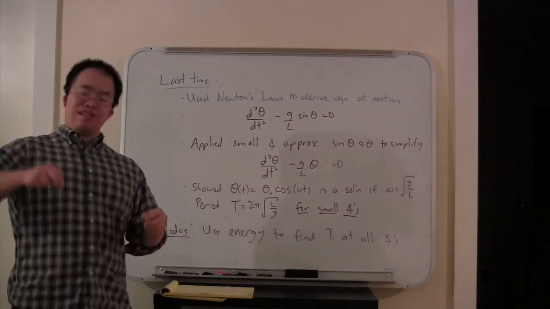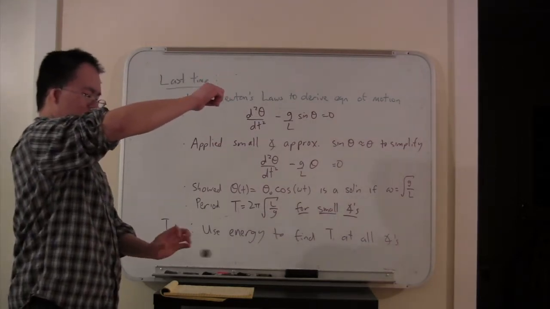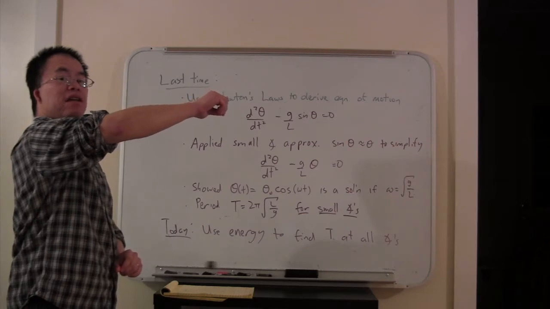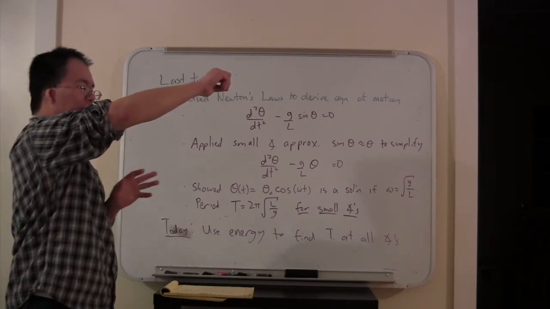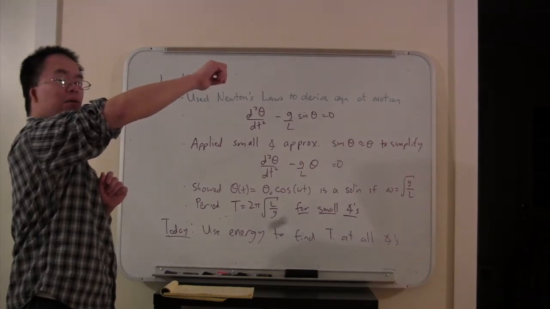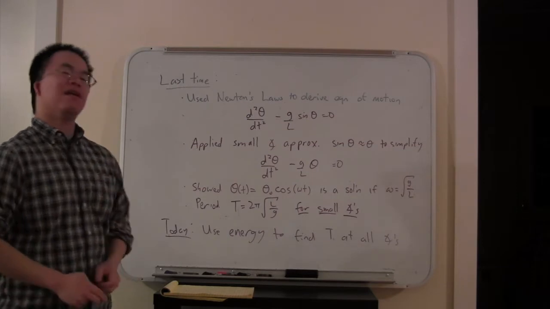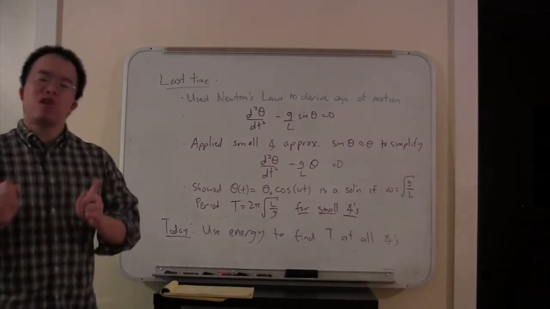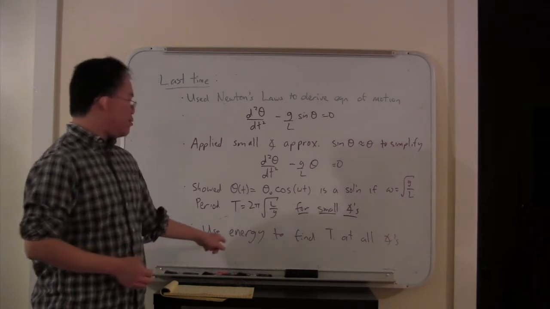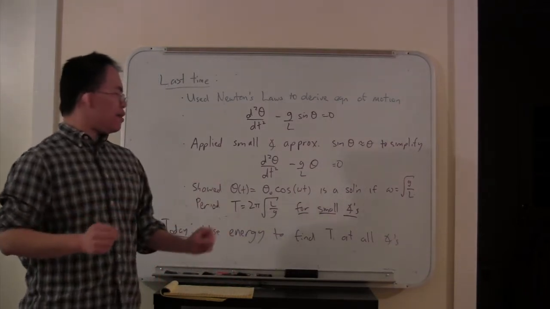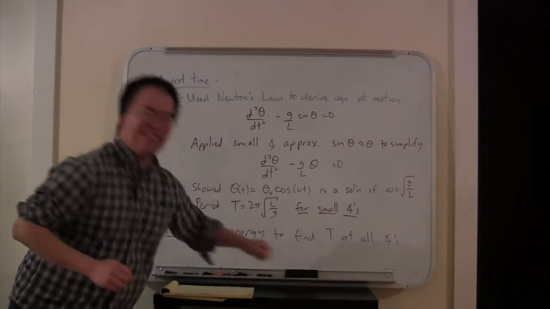But you might ask the question, well, we worked out this theory for small release angles, and that's what I tried to do in procedure part A. But what if I want to think about what happens when I let a pendulum go from a larger release angle? That's the question we're going to answer today. In particular, we're going to use energy methods to calculate the period for all initial angles.